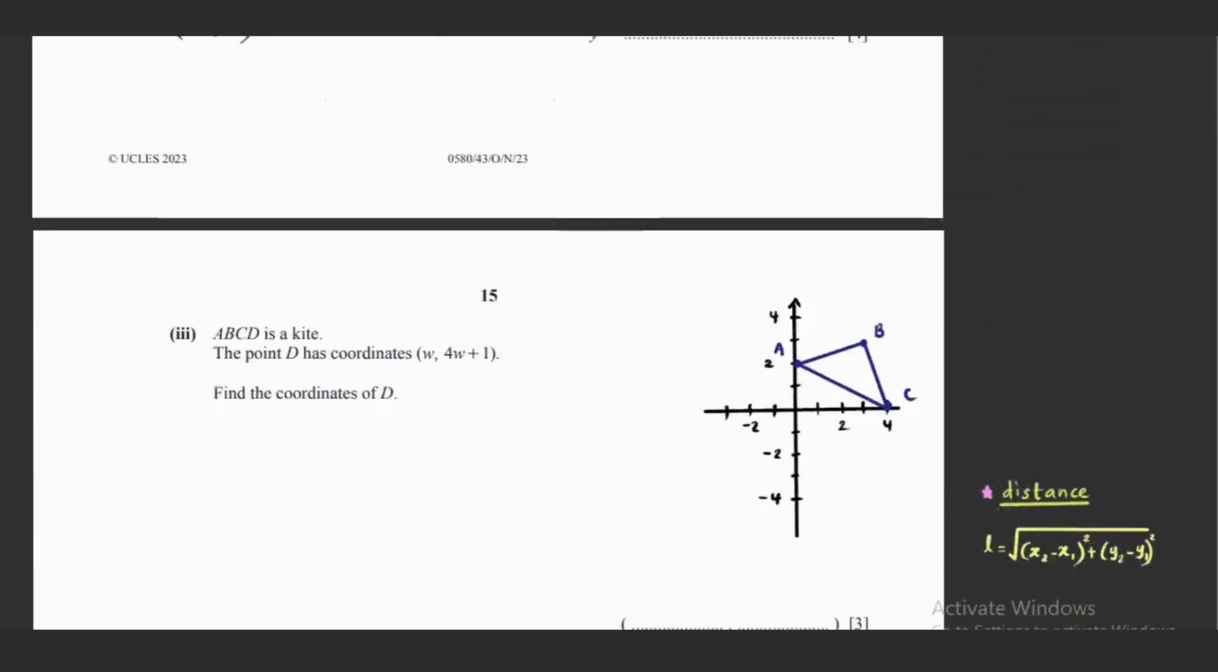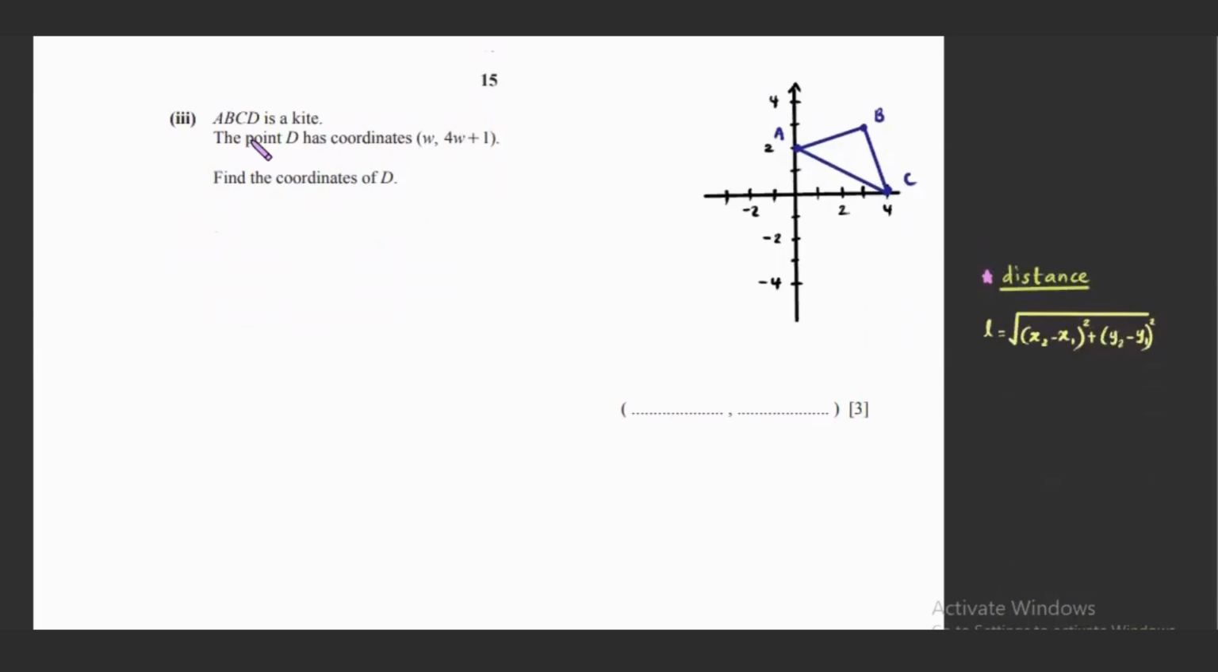Let's move on to the next part of the question. ABCD is a kite. The point D has the coordinates w, 4w plus 1. Find the coordinates of D. Now, I have drawn that same grid that we had before here as well, so that we can visualize it properly. So we have A, B, and C, and it is a kite. So the point D will be somewhere here, but we are not sure exactly what that is. That is what we are supposed to find.